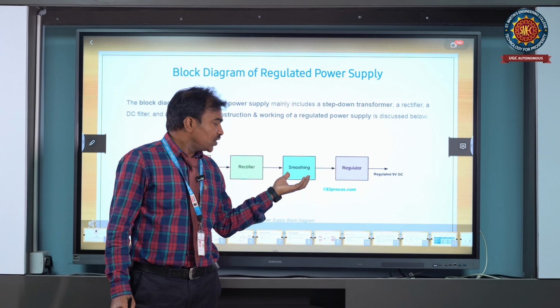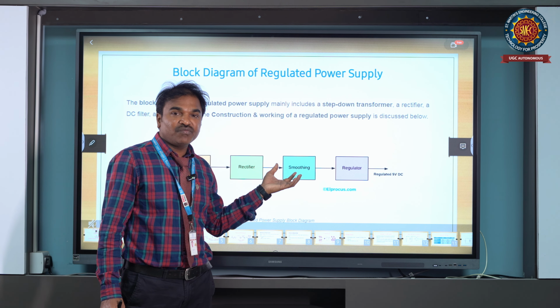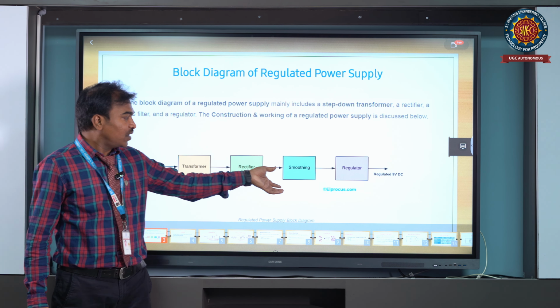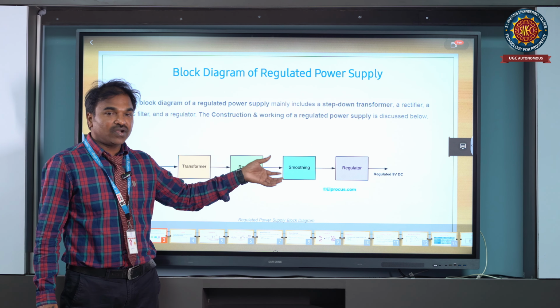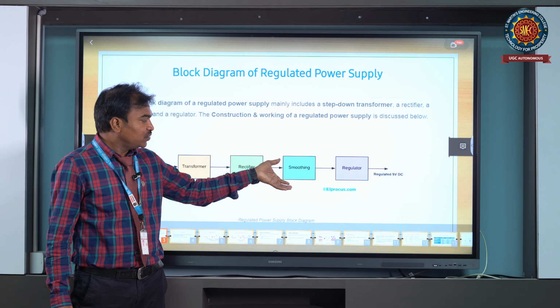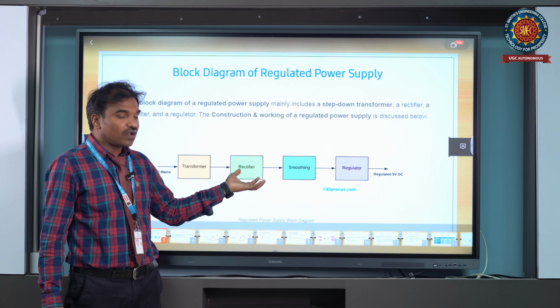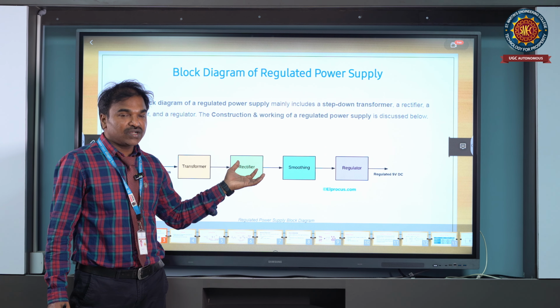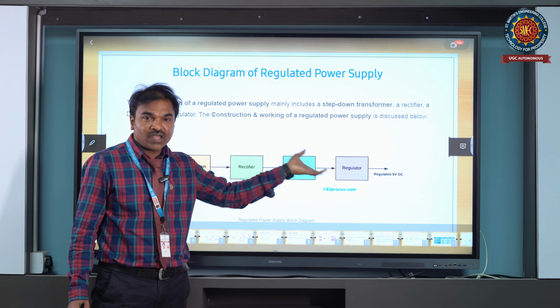What is the use of the smoothing? Smoothing is nothing but a filter. We use different types of filters: inductor filter, capacitor filter, LC filter, and multiple LC filters. What is the use of the filter? If any unwanted AC components are there, they will be reduced using this filter.